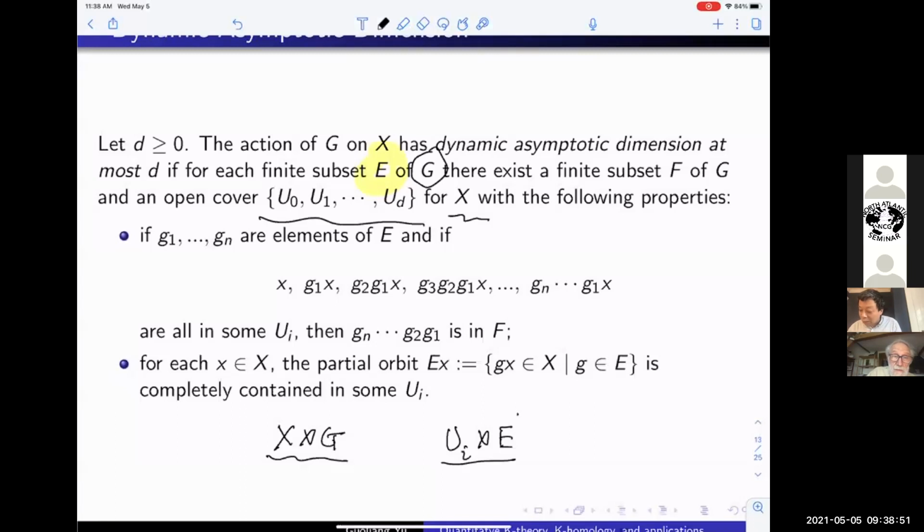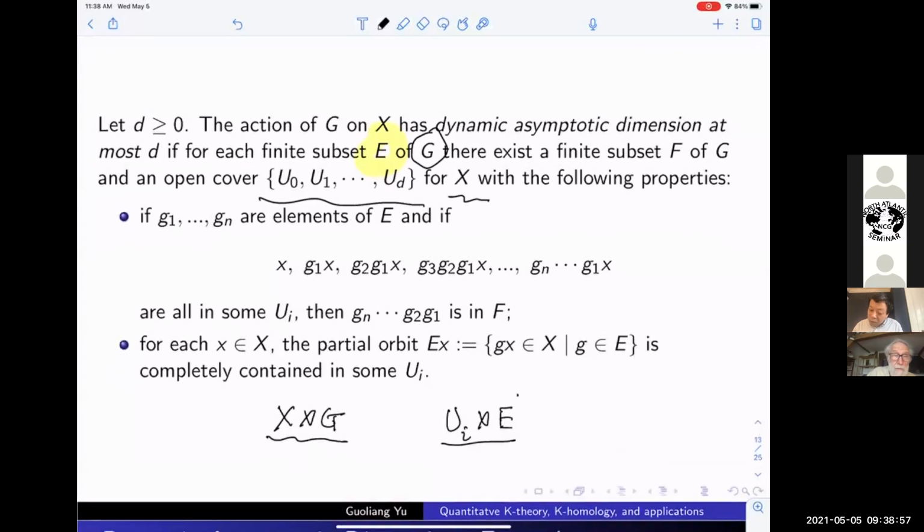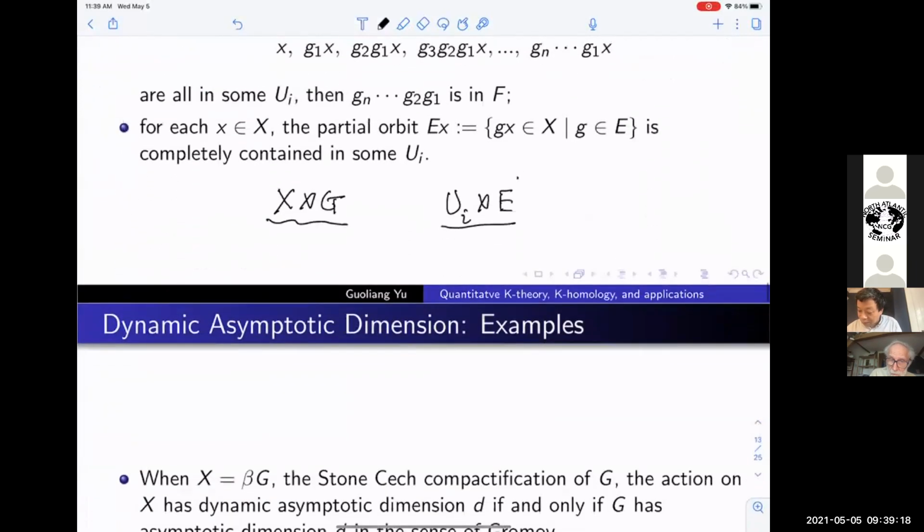I'm just describing it in a different language, probably more intuitive. This is a little bit more formal. It's very natural, but it's kind of surprising that for many natural examples, the so-called dynamic asymptotic dimension is finite. Therefore, you can use this technology to compute the K-theory. So this is called dynamic asymptotic dimension.